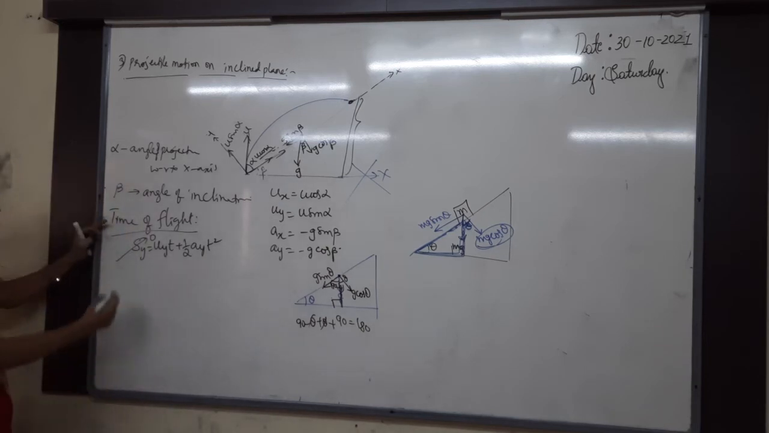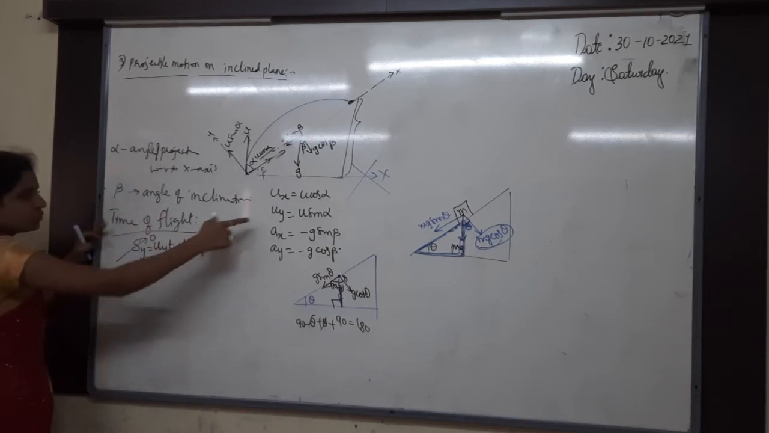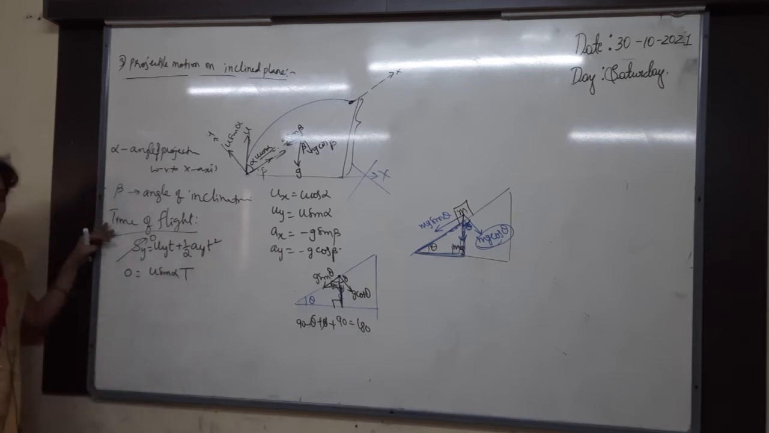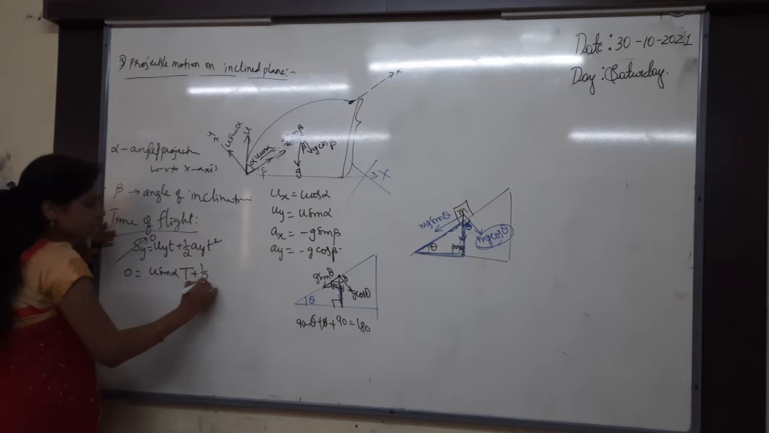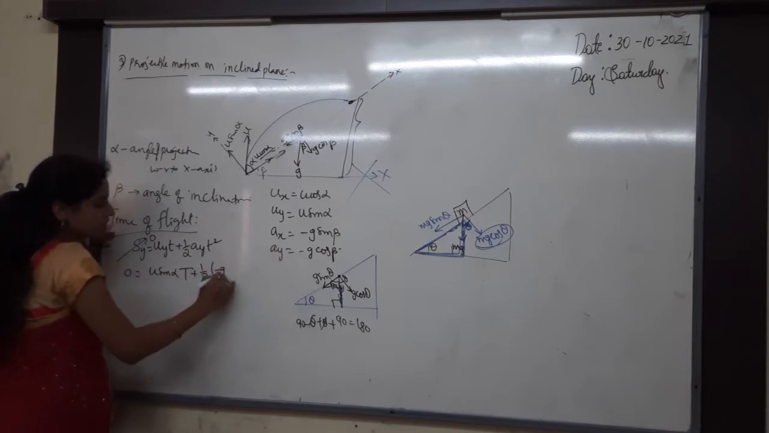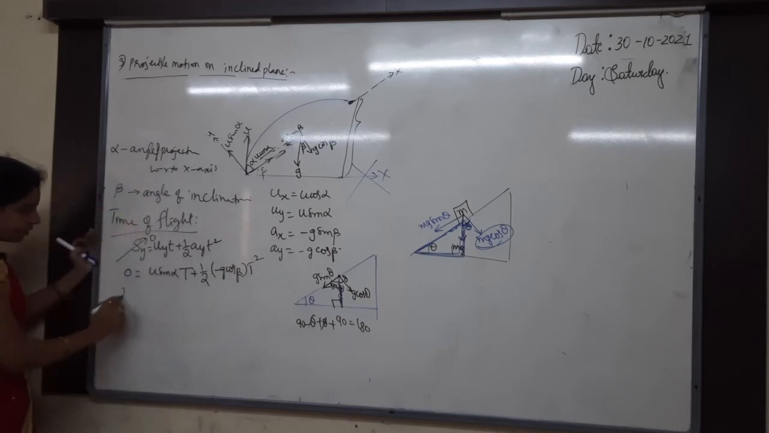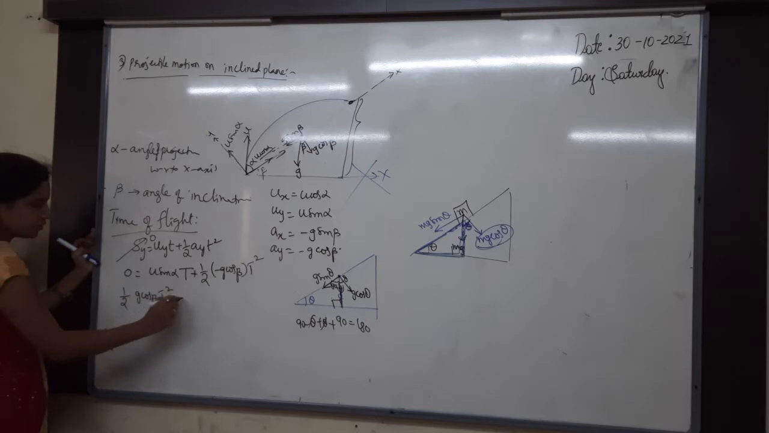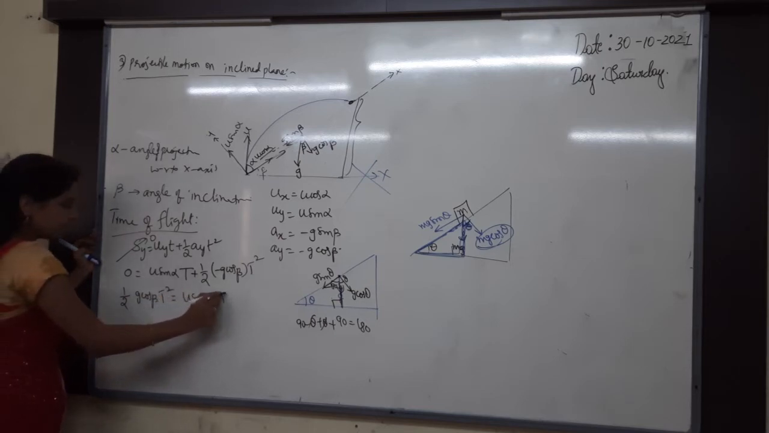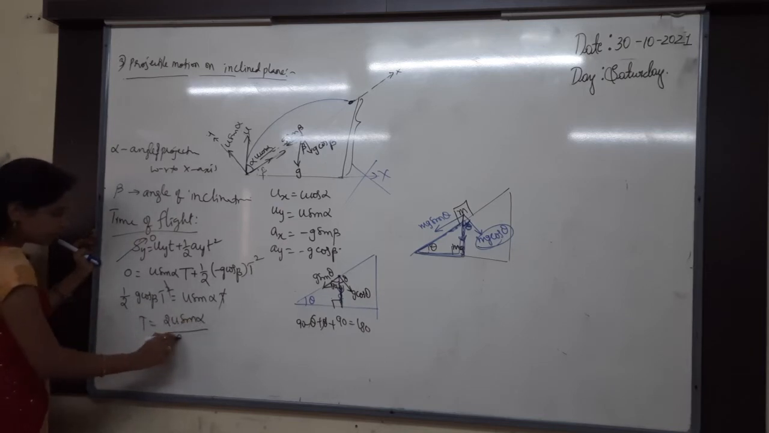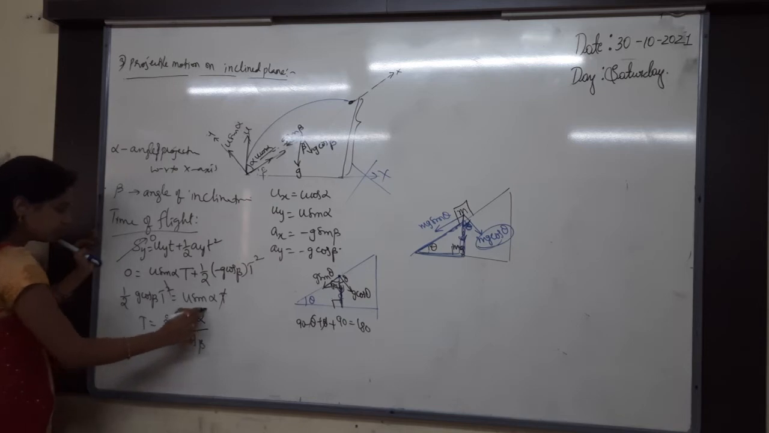So here you have to use that. Sy is 0. 0 is equal to uy, which is u sin alpha, into the time of flight I have to find out, plus half into the ay value, minus g cos beta, into the time of flight square. Now here what can I write? Half g cos beta t square is equal to u sin alpha t. Then t gets cancelled. t is equal to what? 2u sin alpha by g cos beta.